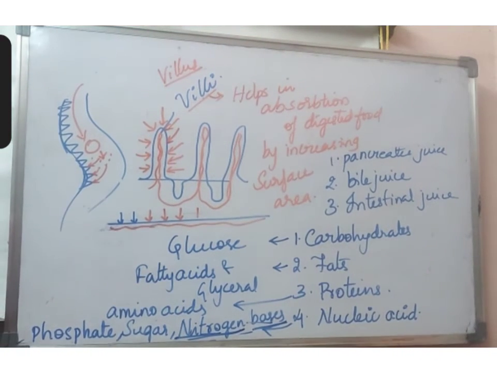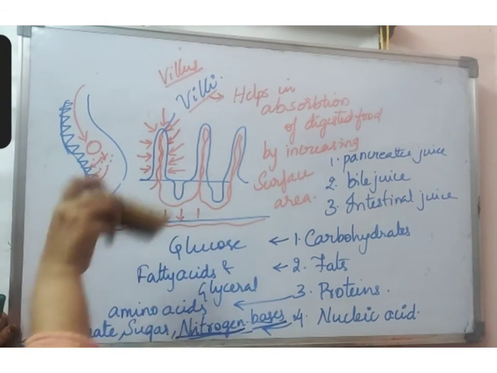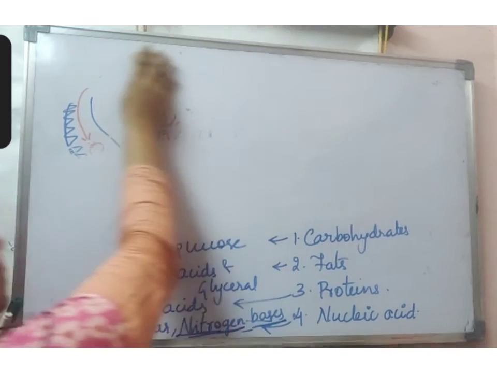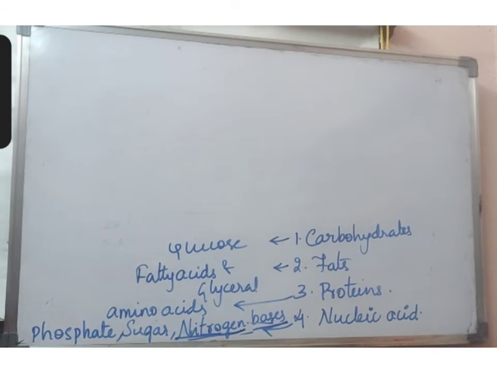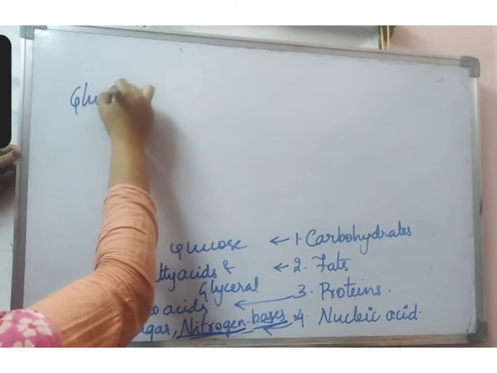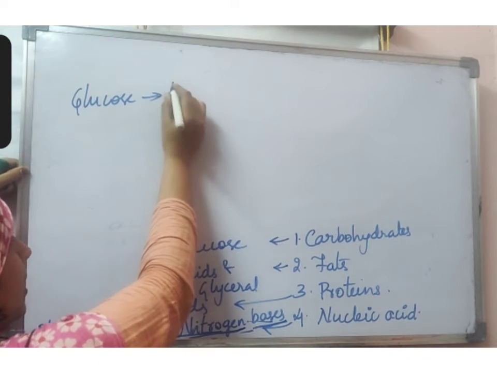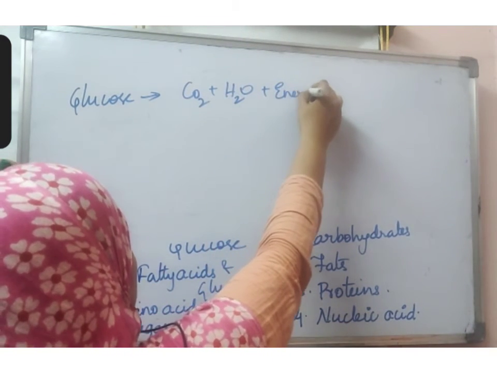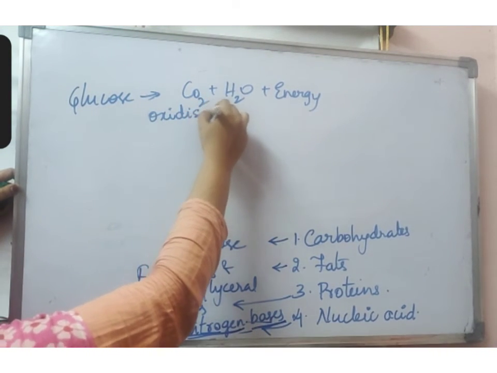Okay, so now what happens to this digested food? This is entering into the blood. What happens after it enters into blood? Glucose enters each and every cell of the body and it is converted by the process of respiration. It is called as internal respiration. It is converted into CO2 and water and energy is released. Okay, this is called as oxidation. Glucose will get oxidized inside the cells.